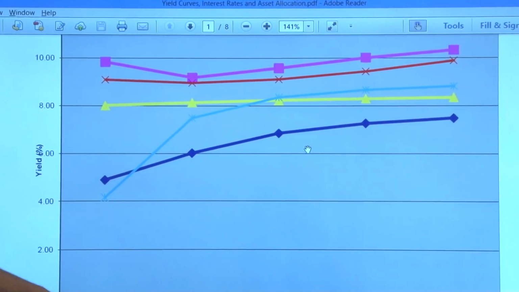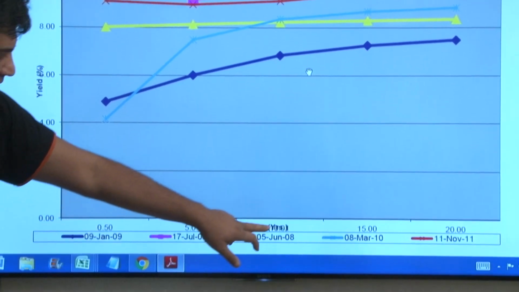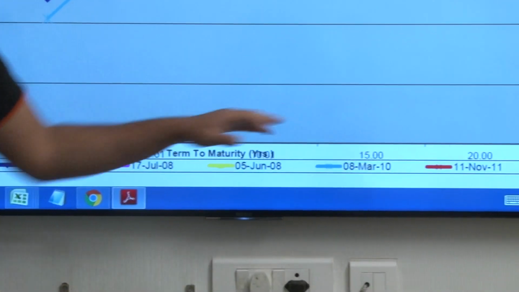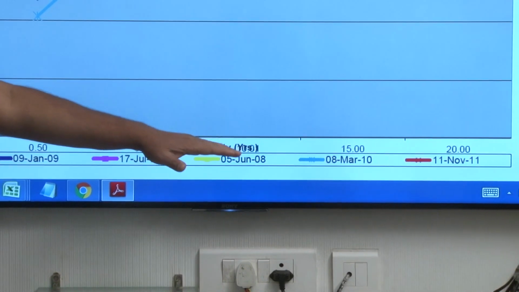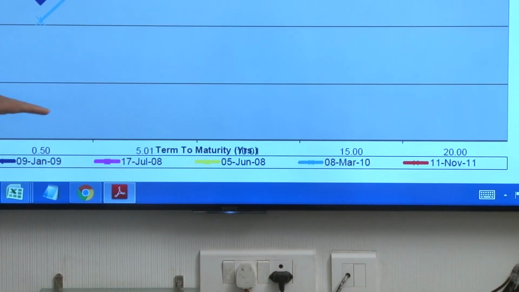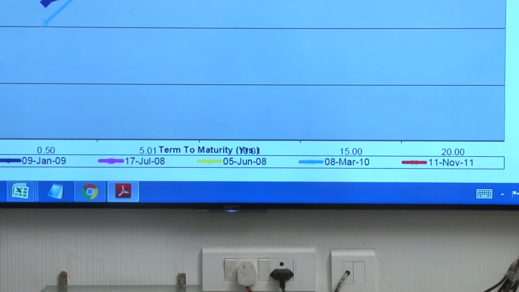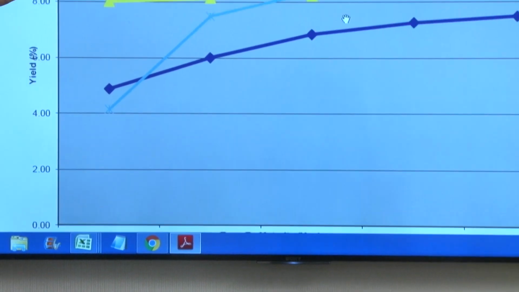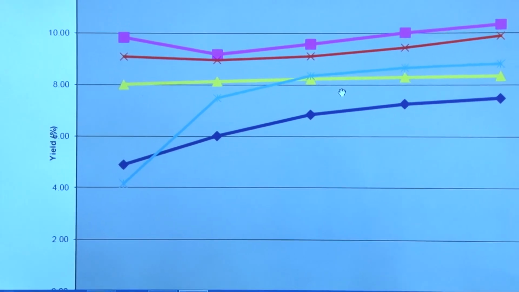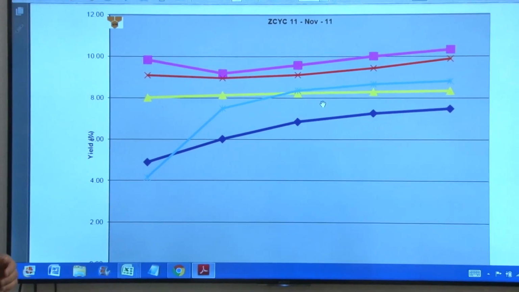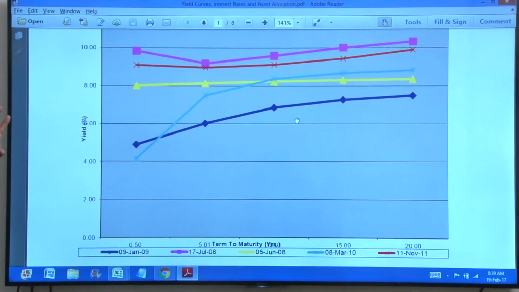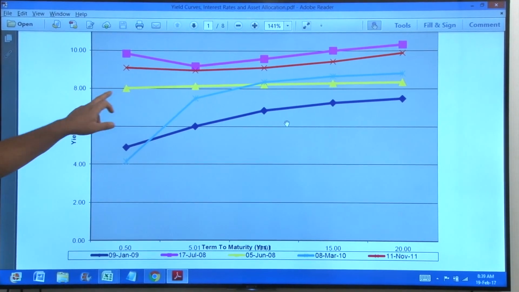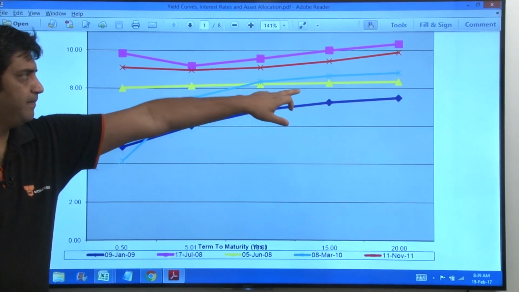Here we have 0.5 years, 5 years, 10 years, 15 years and 20 years. On the x-axis we have time, which is the independent variable, and on the y-axis we have yields: 0%, 2%, 4, 6, 8, 10% and so on, up to 12% in the chart. So how do we read this? Let us look at it one by one. Let us first look at this yellow line.